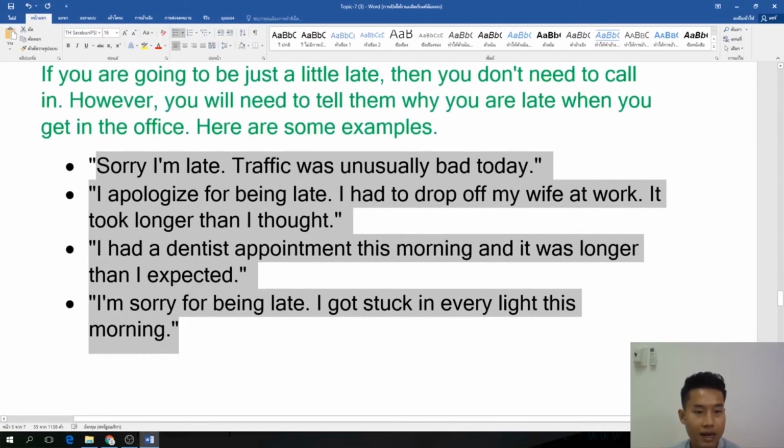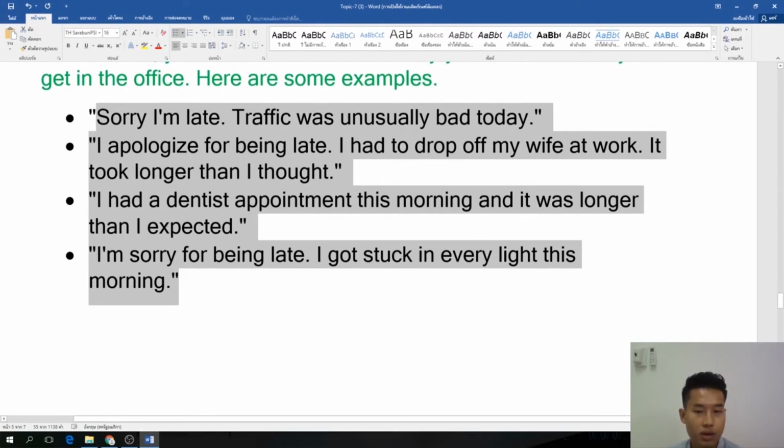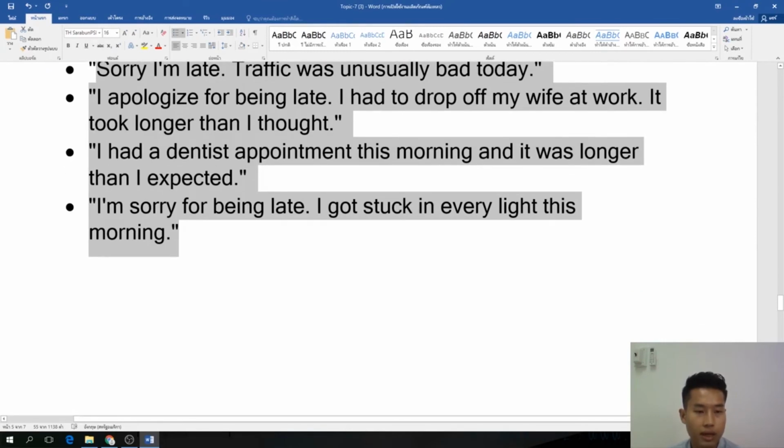Okay, sorry, I'm late. Traffic was unusually bad today. I apologize for being late. I have to drop off my wife at work. It took longer than I thought. I had a dentist appointment this morning and it was longer than I expected. I'm sorry for being late. I got stuck in every light this morning.